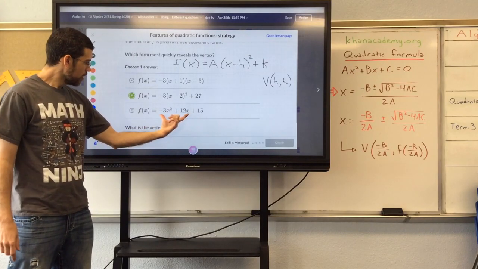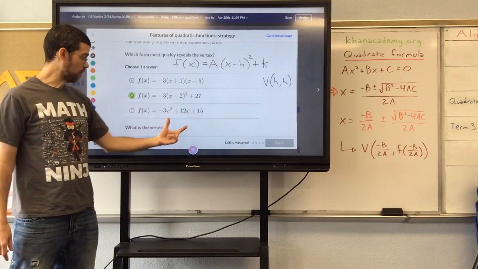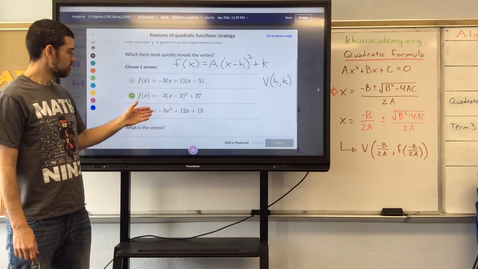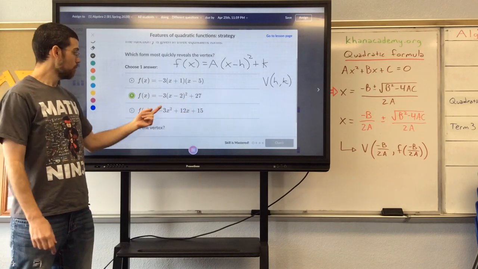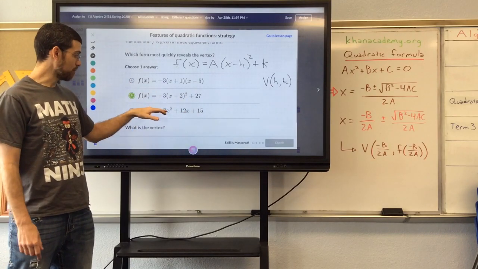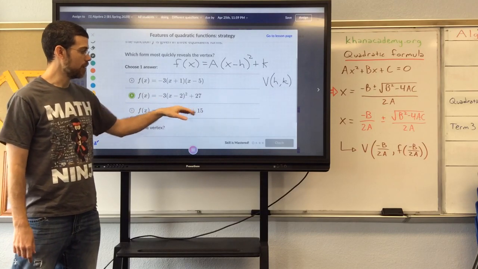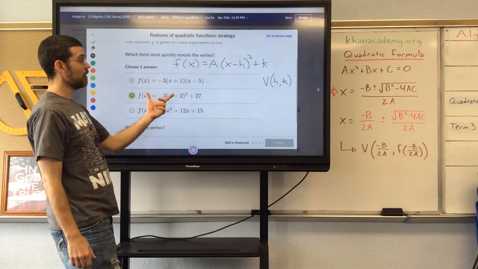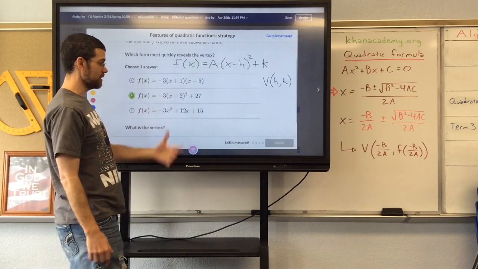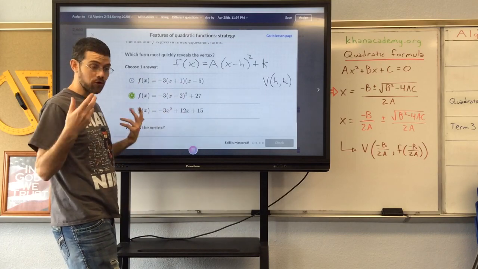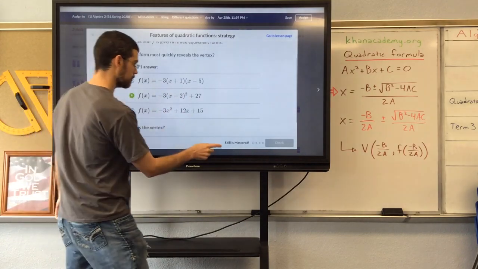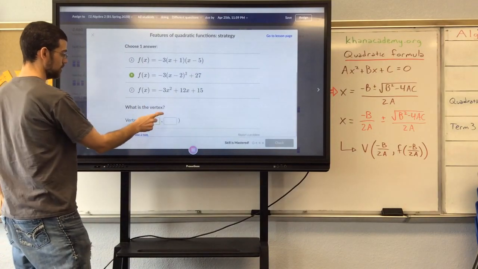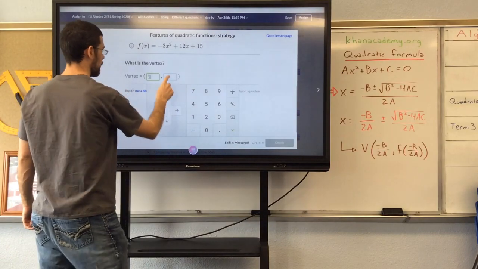Just before we go, this last one is in standard form. It's ax squared plus bx plus c. So we've just listed the terms with the exponents descending, starting with the greatest exponent, 2, then 1, then 0. Each of those forms has an advantage. Obviously, the one that's called vertex form is made so you can pull the vertex right out of it. They want to know what the vertex is, lastly, and we just said it's 2, 27.